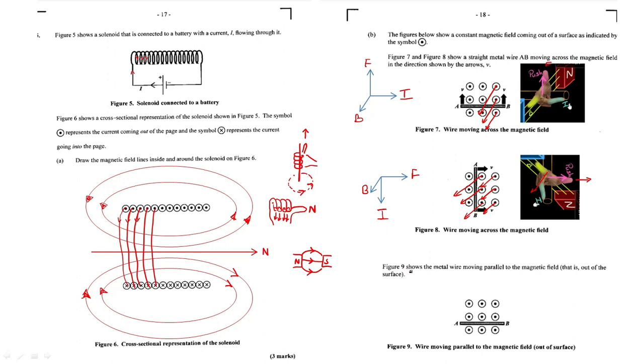Then they went on to say, in figure 9, it shows the metal wire moving parallel to the magnetic field that is out of the surface. Parallel. So that means it's moving along the same direction. So this is coming. I don't even know why they didn't put the arrow. The question was already hard enough. So this is moving towards you, in the same direction as the magnetic field.